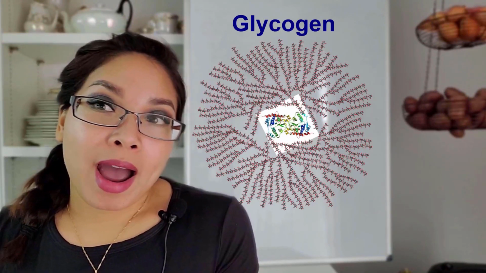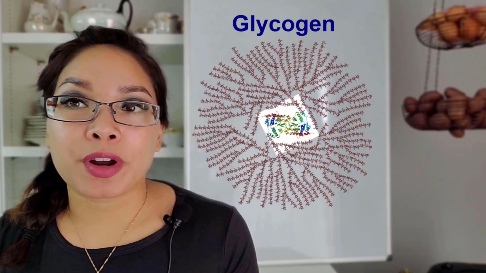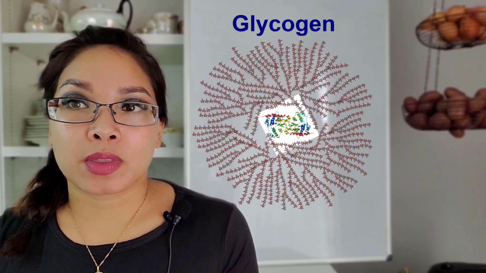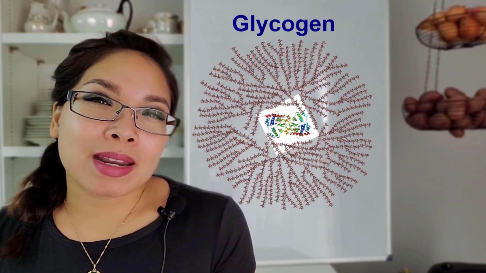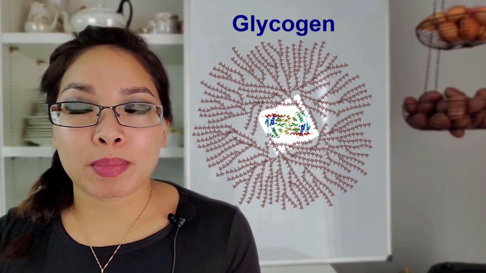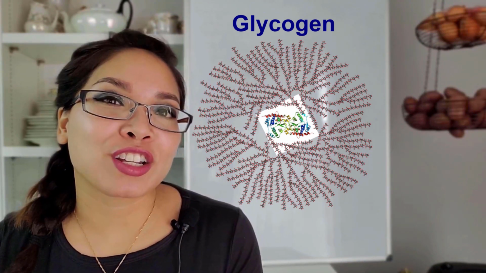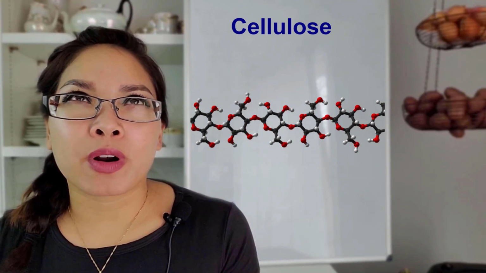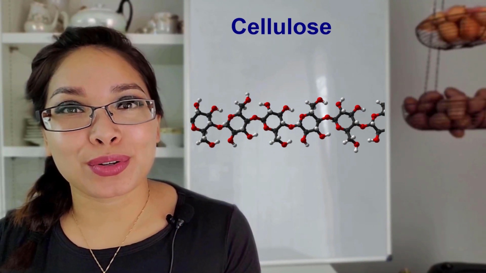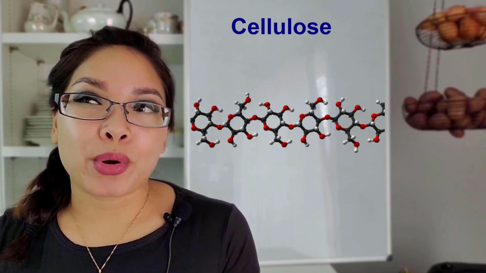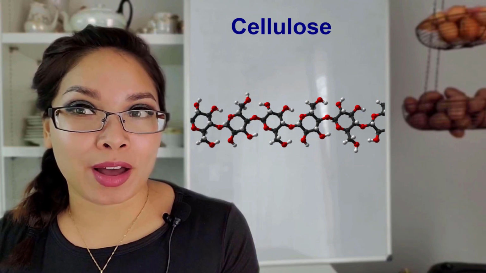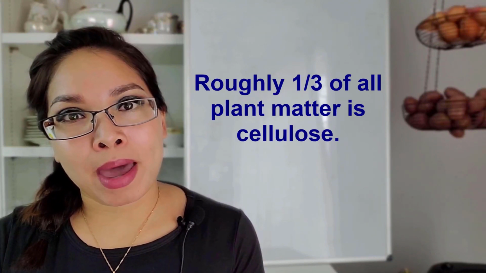Glycogen is an even more highly branched polysaccharide that serves a function of energy storage in animals. Glycogen is made and stored primarily in the cells of the liver and muscles. And depending on how my YouTube channel goes, there will be an episode dedicated entirely to glycogen, so please stay tuned. Now, cellulose is another polysaccharide consisting of anywhere from hundreds to over 10,000 glucose units. It is the structural component of the cell walls of green plants, and it's the single most common organic molecule on Earth. Roughly 1/3 of all plant matter is cellulose.